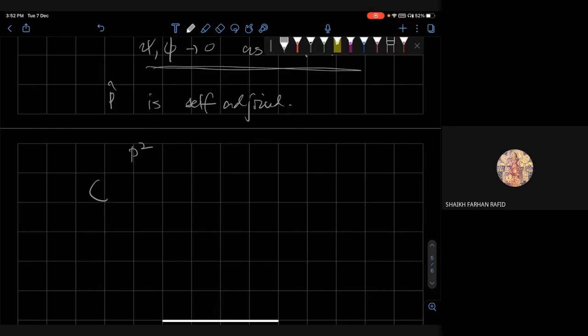And then I leave to you proving that p squared is also Hermitian. That's just a couple of lines of algebra as an exercise. But I just gave you an outline. You should try it yourself.